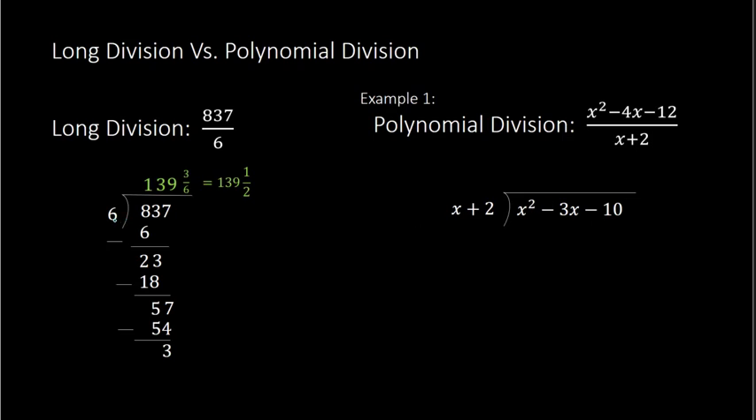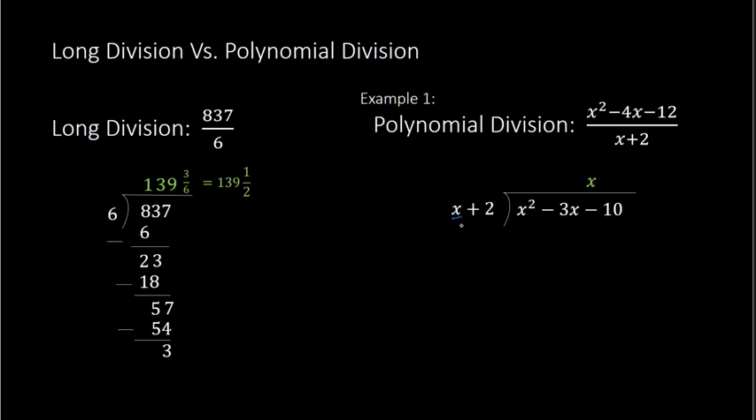And just like the first step over here was to see how many times the 6 goes into 8, we see how many times does the x go into x squared. So what times x gives me x squared? Well, that's going to be an x. X times x is x squared. So from here, with the long division, once we had the 1, we multiplied the 1 by 6 to get the 6. Same thing here.